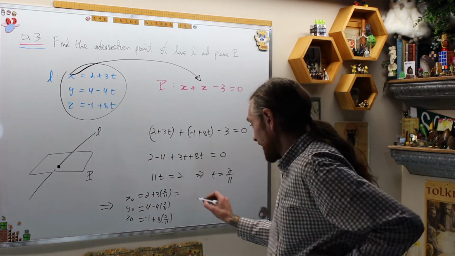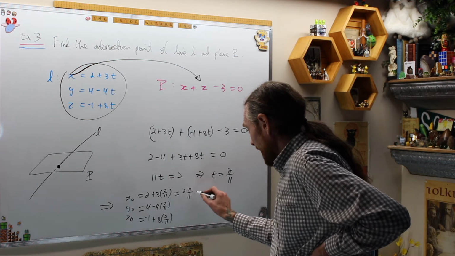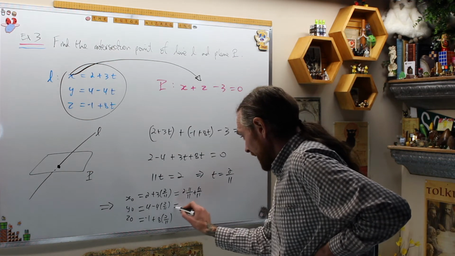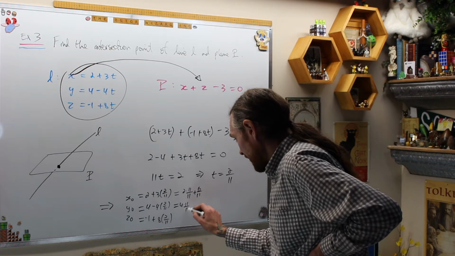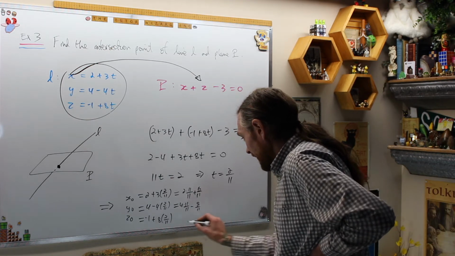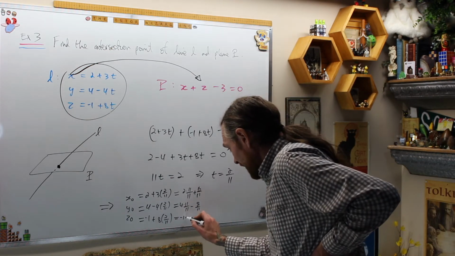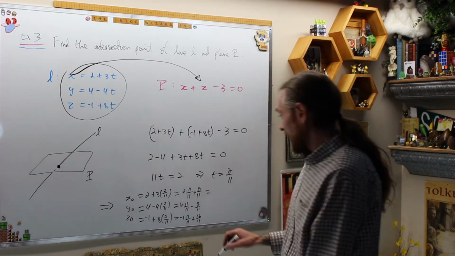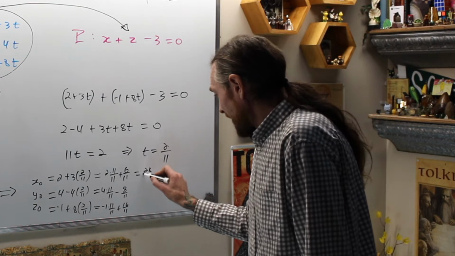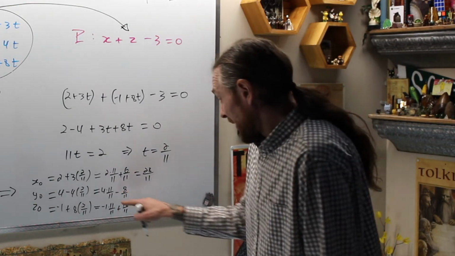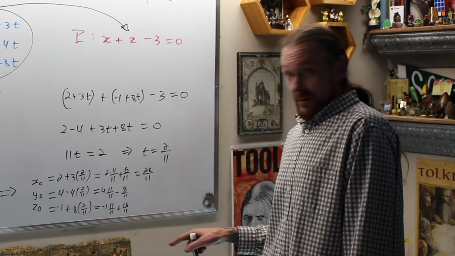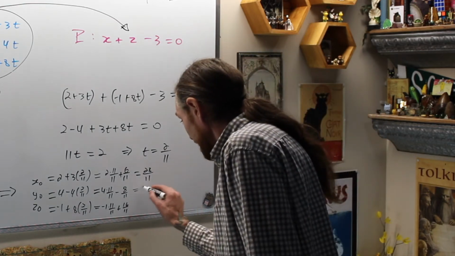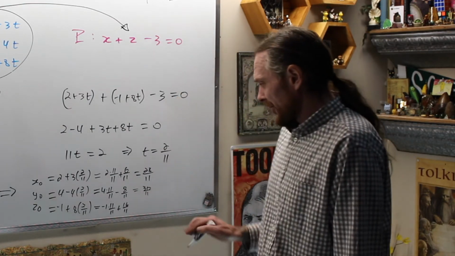How do we add fractions? This is 2 times 11 over 11 plus 6 over 11. This one is equal to 4 times 11 over 11 minus 8 over 11. And this one is equal to negative 1 times 11 over 11 plus 16 over 11. So this will be, what, 28 over 11. This one will be 44 minus 8. Well, that's going to be what? 36 over 11. Are those in lowest terms?